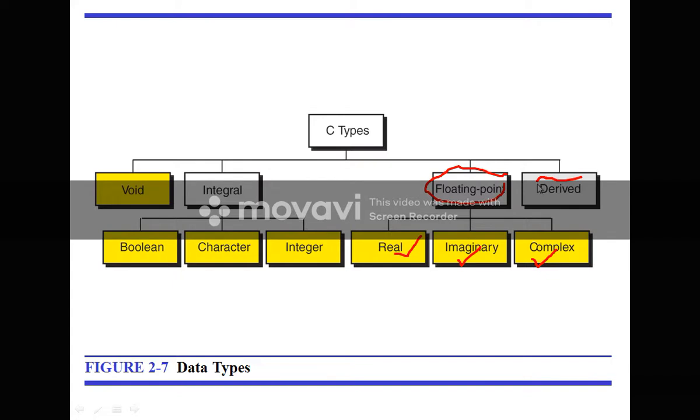And the last data type is derived data type, which is derived by the user. As per the requirement, the user can derive their own data type. So that is the user data type. Now we will see one by one what the basic data types are.